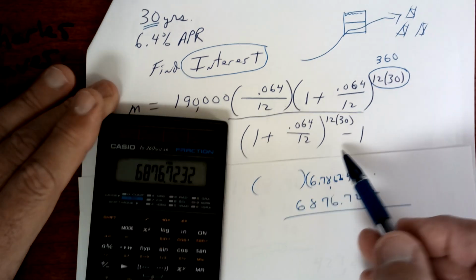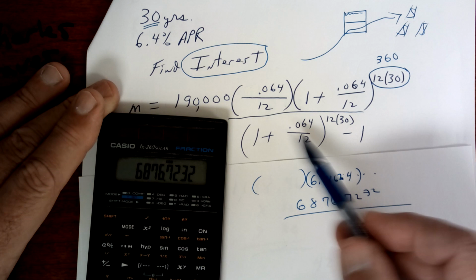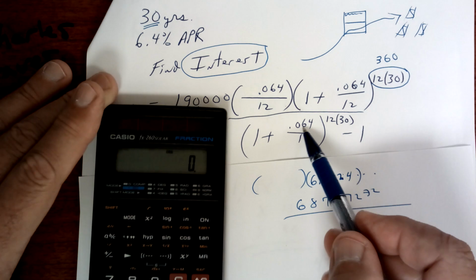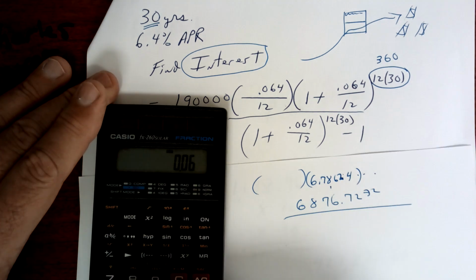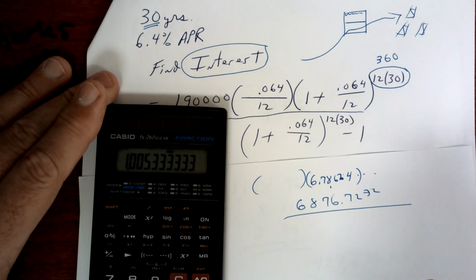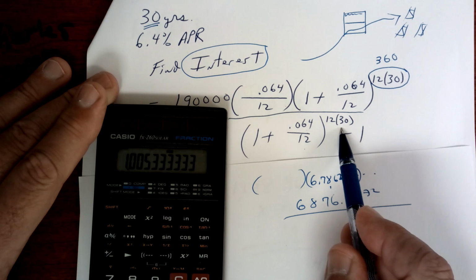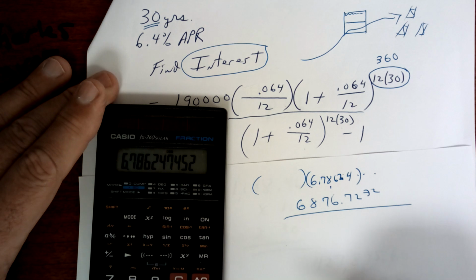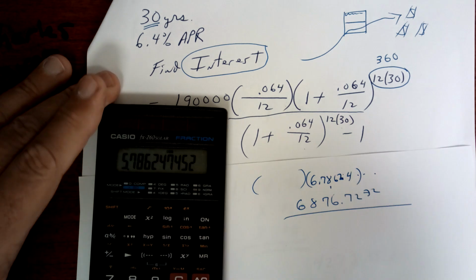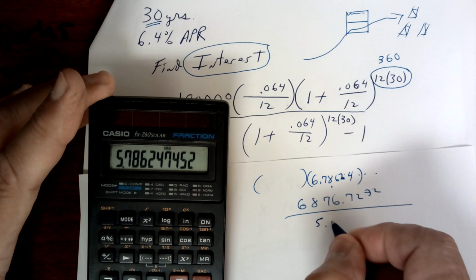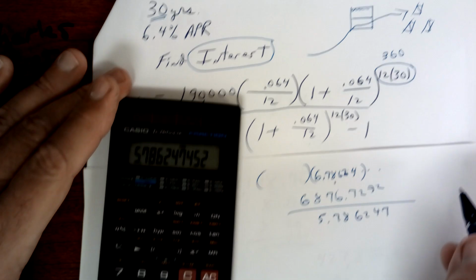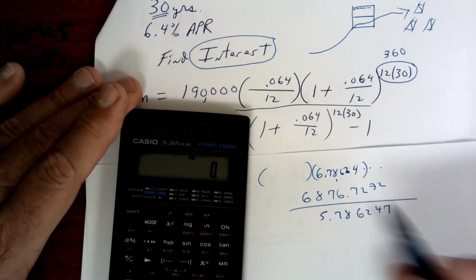Now it's better if you don't round it off. Let's start right here, add 1, raise it to that power, and subtract 1, and then we'll divide. So clear your calculator. Press 0.064, divide it by 12, plus 1. Press equal. Now raise it to the 360, so 360, and then minus 1. And you can double check your work if you have to. So I get 5.786247, blah, blah, blah. Okay, I'm going to stop there. Clear this out. Let's divide.